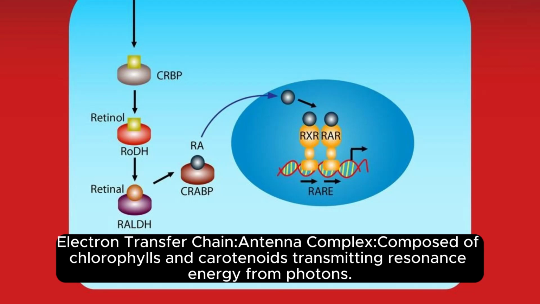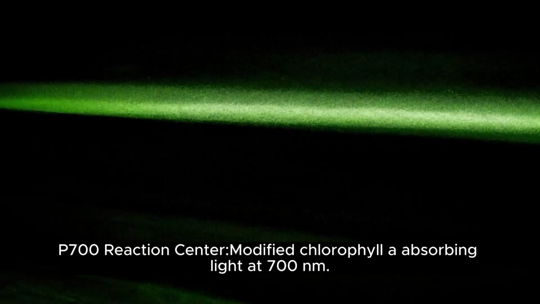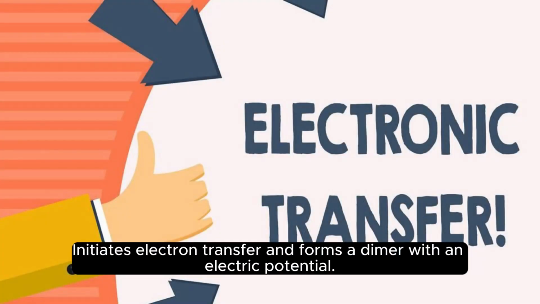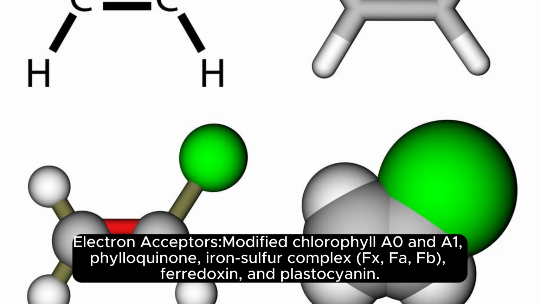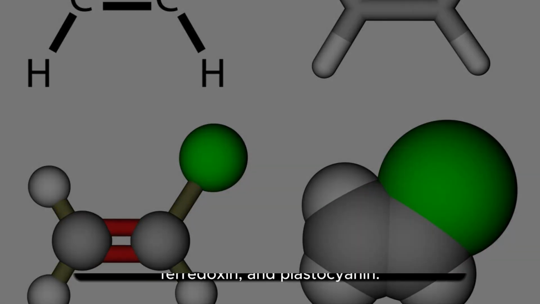Electron transfer chain: the antenna complex, composed of chlorophylls and carotenoids, transmits resonance energy from photons. The P700 reaction center maximally absorbs light at 700 nanometers. It initiates electron transfer and forms a dimer with an electric potential. Electron acceptors include A0, A1 phylloquinone, iron-sulfur complexes FX, FA, FB, ferredoxin, and plastocyanin.